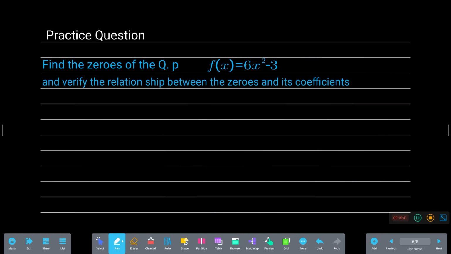Here is a practice question for you based on that previous one. Find the zeros of the quadratic polynomial f of x equal to 6x square minus 3 and verify the relationship between the zeros and its coefficients. Try to solve this problem. If you have any doubts, post in the comments box.